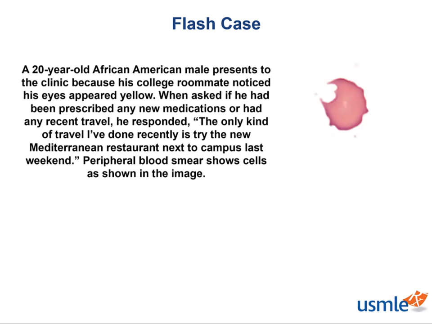Well, let's get back to our case. So we have a 20-year-old with yellow eyes or jaundice after eating Mediterranean food for the first time. What can you see in the image? Yep, this is a degmacyte, or a bite cell, which is a result of phagocytic removal of Heinz bodies by splenic macrophages in glucose 6-phosphate dehydrogenase deficiency, the rate-determining enzyme of the pentose phosphate pathway.